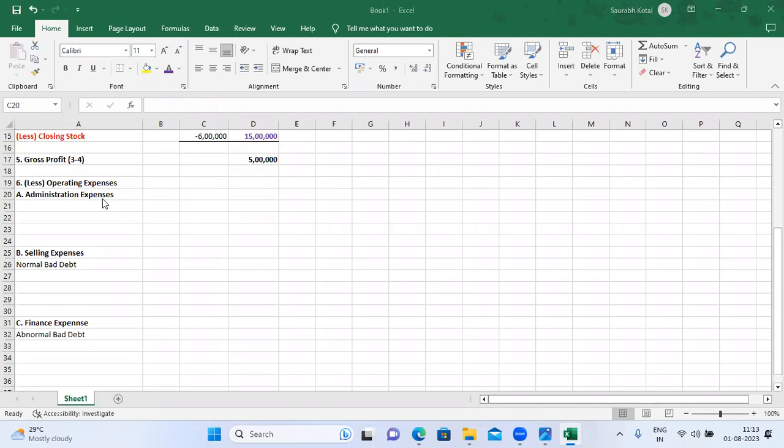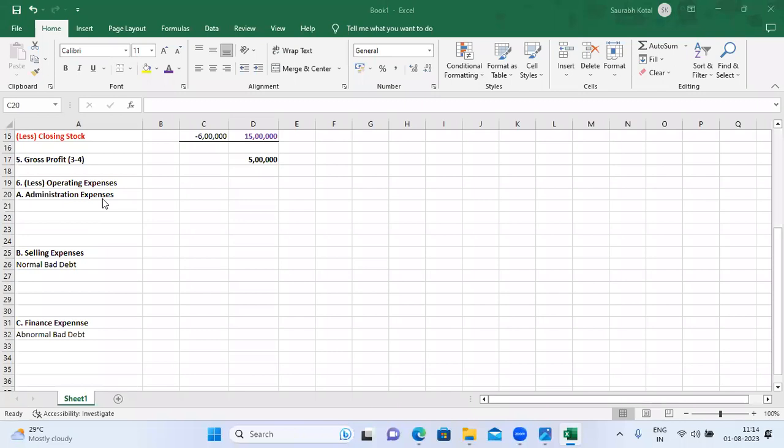Now coming to the question. Look at the question. Can you see the question? Please keep the question in mind. Office salary is covered. Then office rent, postage and telegram, director fees, salesman salary, advertisement, delivery expenses, debenture interest, then depreciation on office furniture, plant, and delivery van. All these are assumed to be a part of it, and then loss from sale of rent, and then income tax. These all are expenses.